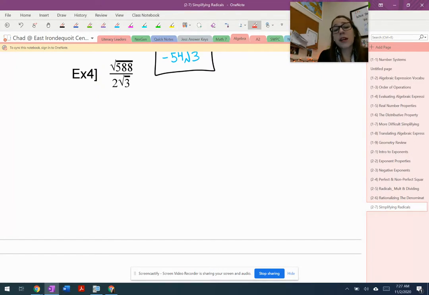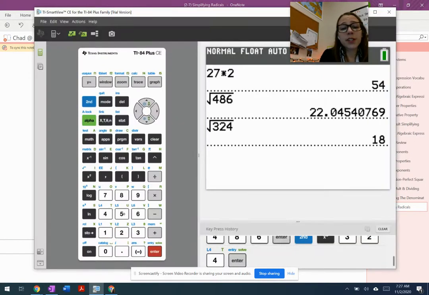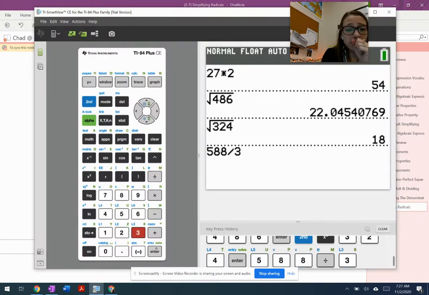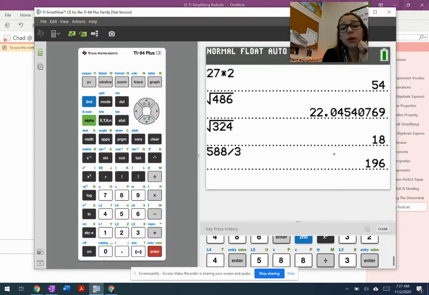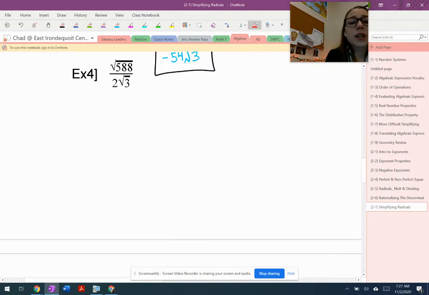So I'm going to actually see what happens when I take 588 and divide it by 3. Ooh, that gives me the square root of 196, which I like. So here I'm starting off, and I'm going to start with this division.